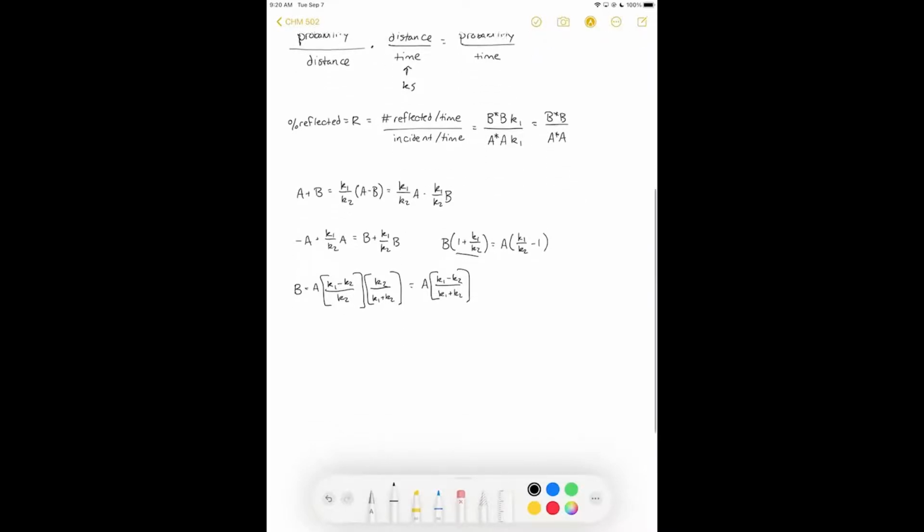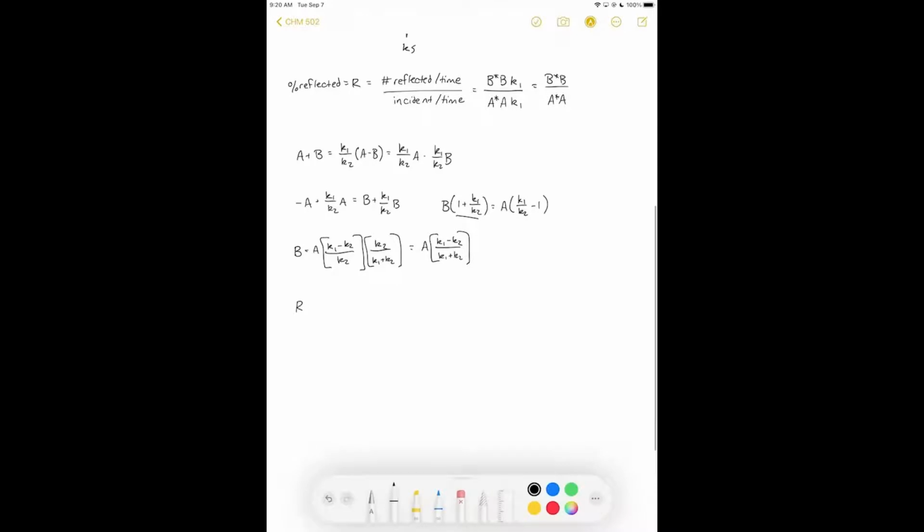So if we plug this into our equation, we have R, that's equal to the magnitude of B squared over the magnitude of A squared. And so the magnitude of B squared is simply the magnitude of A squared times K1 minus K2 over K1 plus K2 squared, and then A squared on the bottom. So here we've lost all of our constants, and we just have this in terms of the wave vectors, which we know. So we have an expression for the reflection, how likely it is to be reflected.